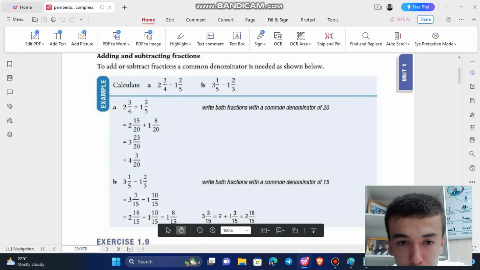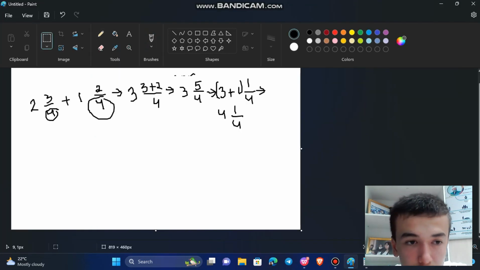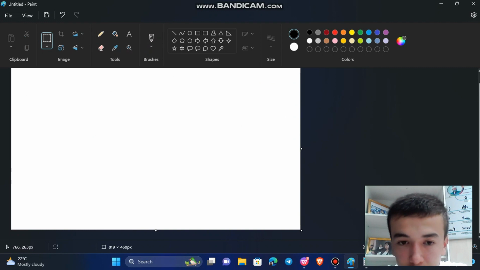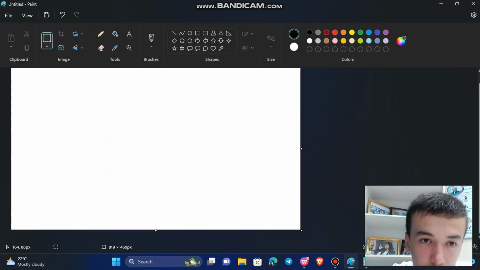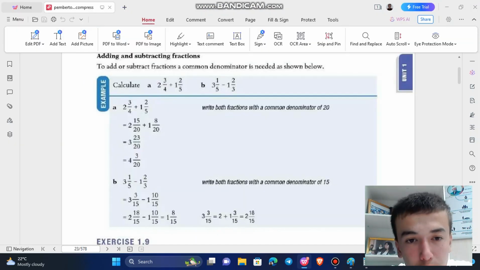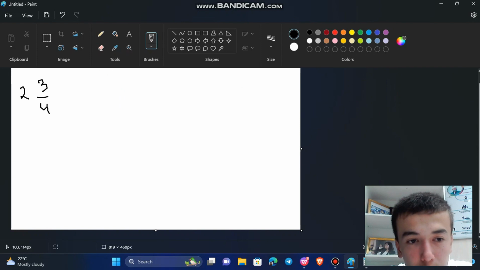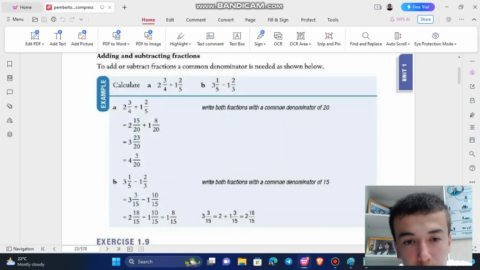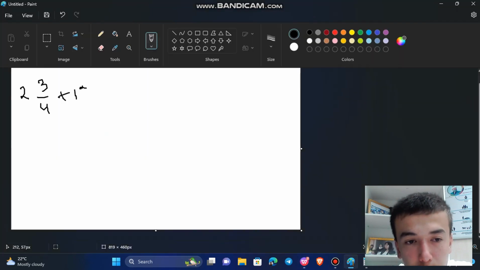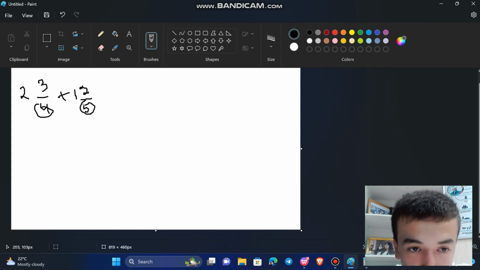So let's see another example from book also. It's different. So 2 3/4 plus 1 2/5. You can see that 4 and 5, its denominators aren't equal, so we cannot just add these fractions.